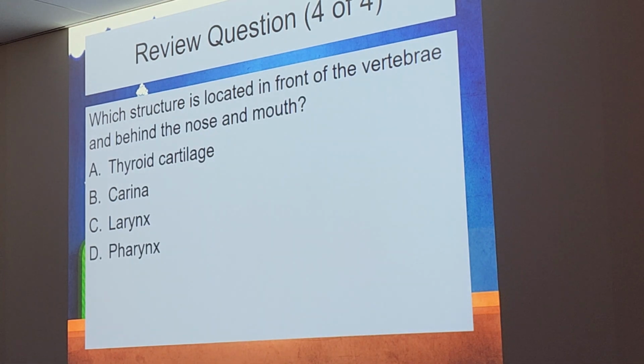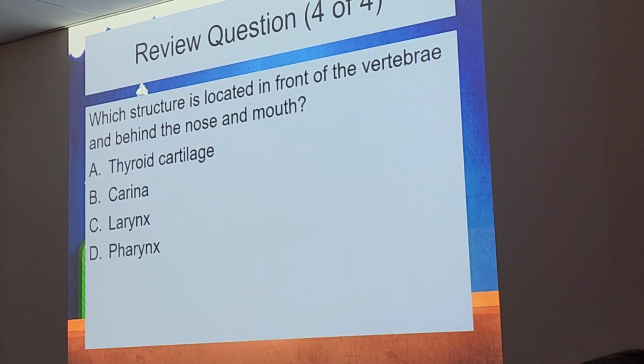Which structure is located in front of the vertebrae and behind the nose and mouth? C? Behind the nose and the mouth. So it's behind the pharynx, behind the larynx, nose. Is it the larynx, and behind the pharynx? I just see nose. Keywords: nose and mouth. It's the pharynx. D. You're right, it is the pharynx.